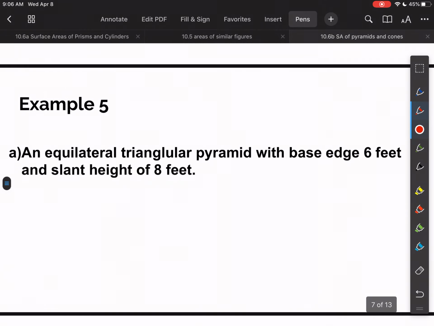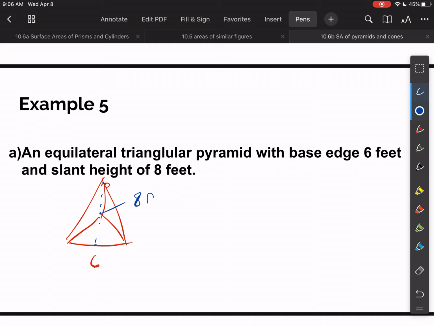For example 5, we have an equilateral triangular pyramid. So we have a triangle pyramid, it's equilateral, with a base edge of 6 feet, and then it has a slant height to the base of 8 feet. So that's my L, my slant height. It says to find, I think in example 5 we're looking for the total surface area.